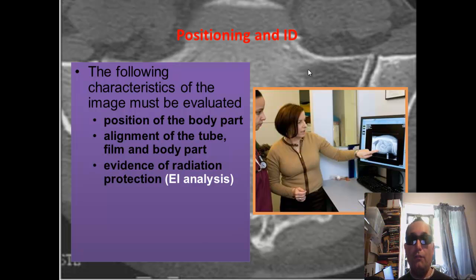Another type of evidence of radiation protection deals with the EI, or exposure index analysis. We haven't yet spoken about this, but this is a digital number, so this applies to both CR and DR types of radiographs, where an indicator will basically tell you if too much radiation or too little radiation exposed the part. This is a numerical figure that will show up within the metadata based on every image that is taken.